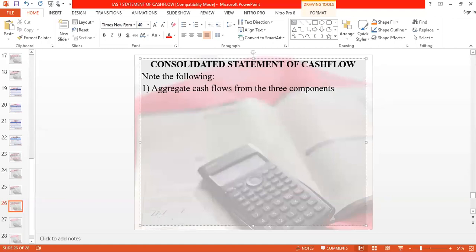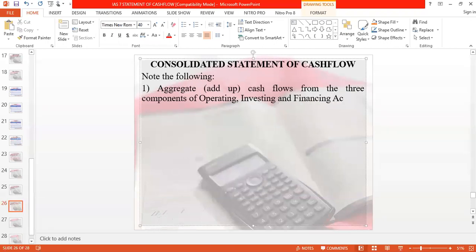If you have been given the cash flow statements of two companies, you just need to add them. But in most cases, you are not given the cash flows. You are given the income statement and statement of financial position. But if you have been given cash flows, you just add them together. To aggregate, let me use words that we can easily understand: add up. That is to aggregate. Add up cash flows from the three components of operating, investing, and financing activities. So that is the first point I want us to learn.